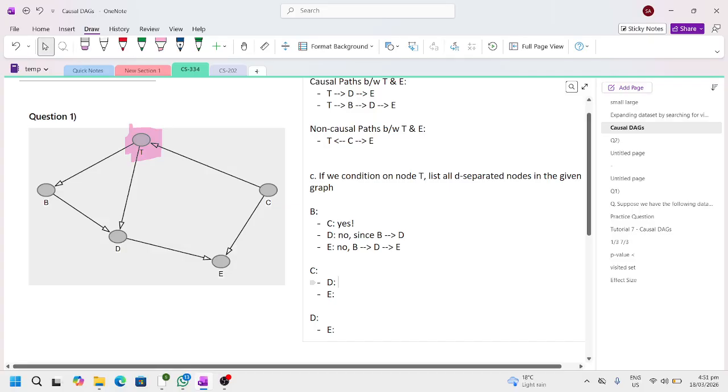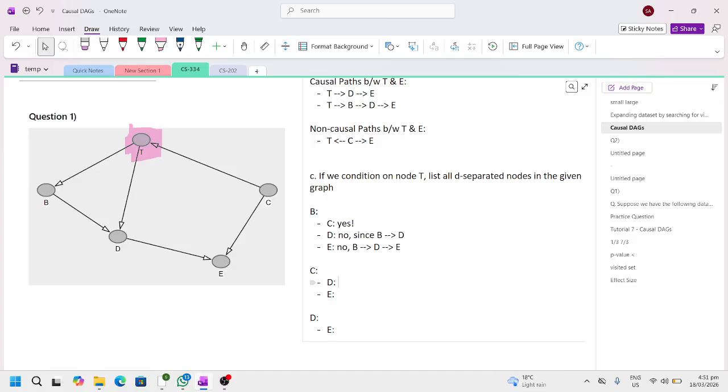Okay, so we have C and D. Are C and D d-separated conditioned on T? D and C. Yes, they are d-separated? Okay, great. Let's check.